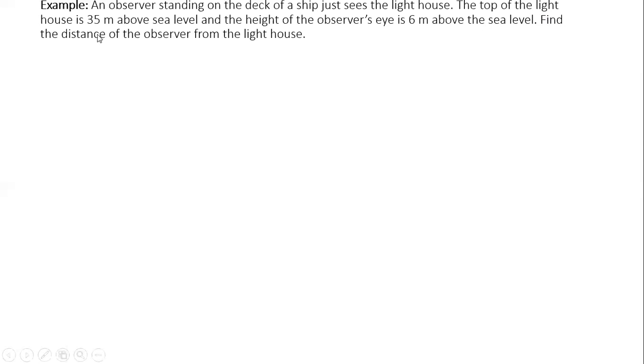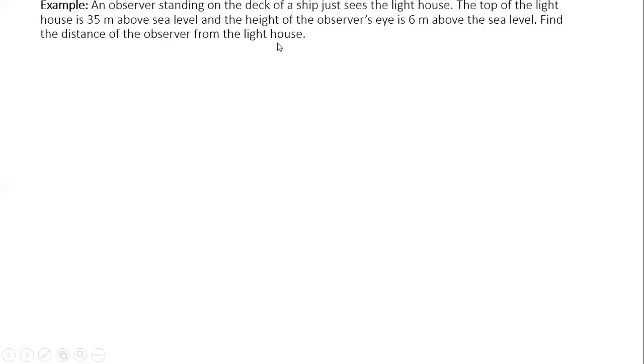So the top of the lighthouse is 35 meter above the sea level and the height of the observer's eye is 6 meter. So the observer's height is 6 meter above the mean sea level because he is standing on the deck of the ship, and the height of the lighthouse is 35 meters. So find the distance of the observer from the lighthouse. You have to find out the distance of the observer on the ship from the lighthouse.